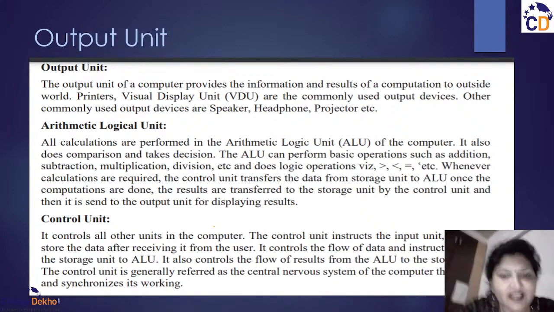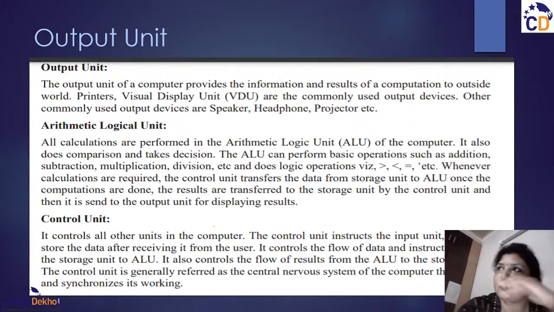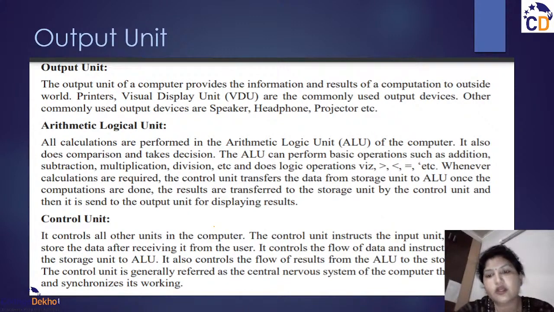So let us see some of the output units, how we use output devices. The output unit of a computer provides the information and the result of a computation to the outside world. So whatever you have given as an input is now going to be processed, stored, converted into information, and given to the user. So how is the user going to have the output using output devices?